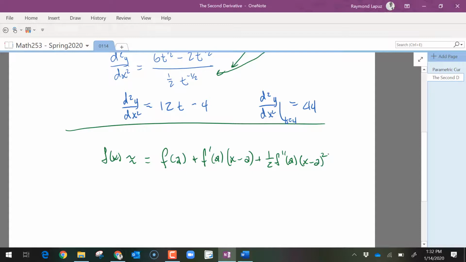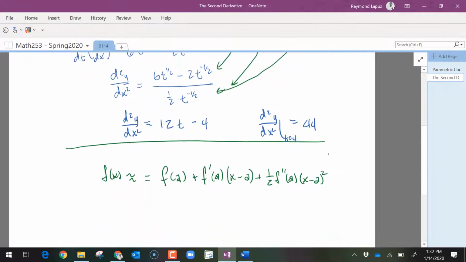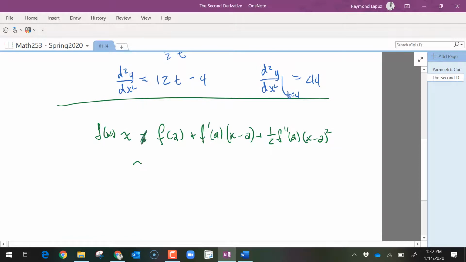So if we set this up, our y value, we found that using Desmos, turns out to be 8 or something like that. And then this was 24 times x minus, now this is 2, right? Not 4. Plus 1/2, and then here we have a 44, and then x minus 2 quantity squared. So if we graph this, we should see, you know, the second order Taylor polynomial is really like a tangent parabola.